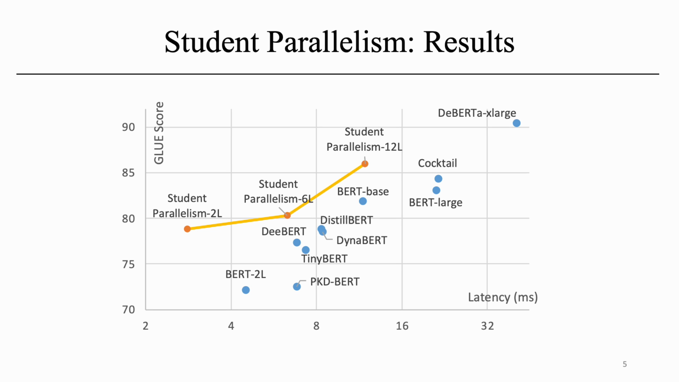Experiments show that student parallelism is in the top left corner, which is the ideal region. In particular, our student parallelism can reduce the model depth to only 2 layers. Even compared to the 4-layer TinyBERT, it has higher scores and can save more than half the latency.